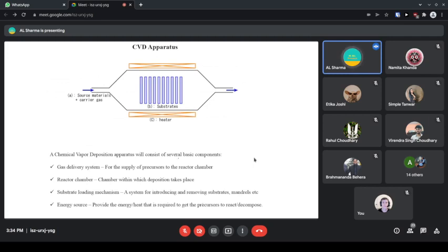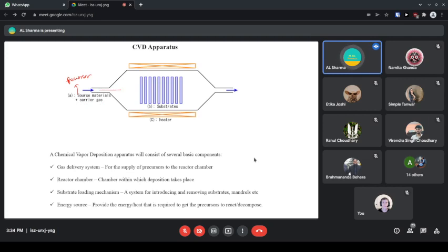Here you can see a schematic diagram. Whatever source materials you have, I used to say precursors, those precursor vapors need to be created and flowed with the help of carrier gases.